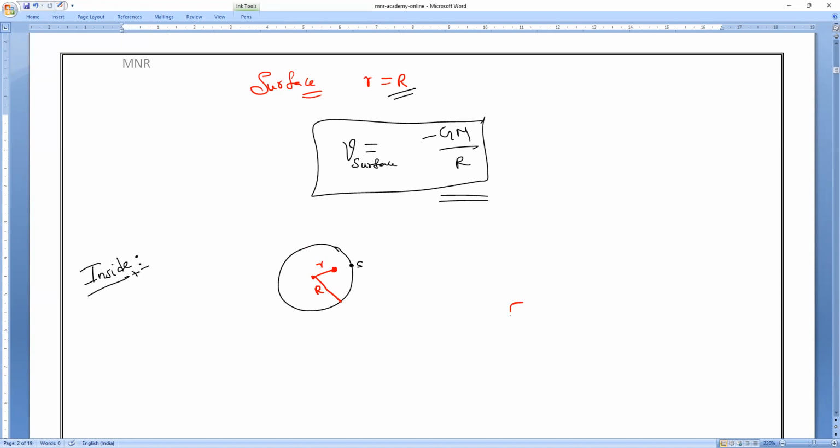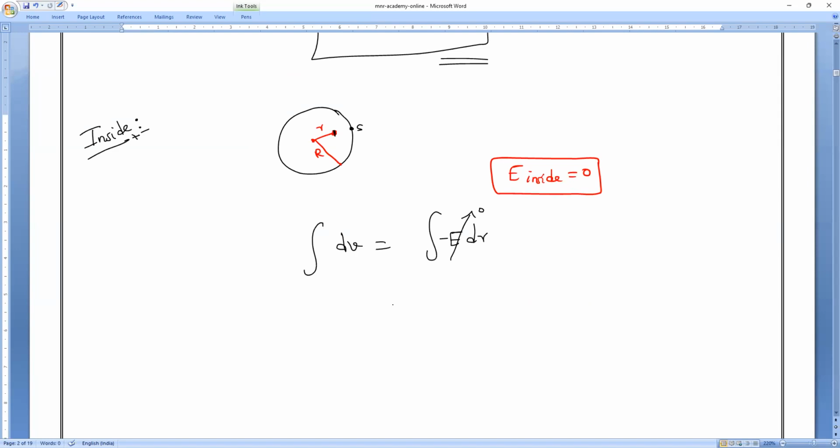As we all know, what is E inside, everybody? The gravitational field inside is equal to how much, guys? Please respond. 0. Now at this point, what is the potential? We have to find it. So integration of dV is equal to integration of minus E dr. We all know that E is equal to 0. Then this whole term will become what, everybody? 0. But what about the limits?